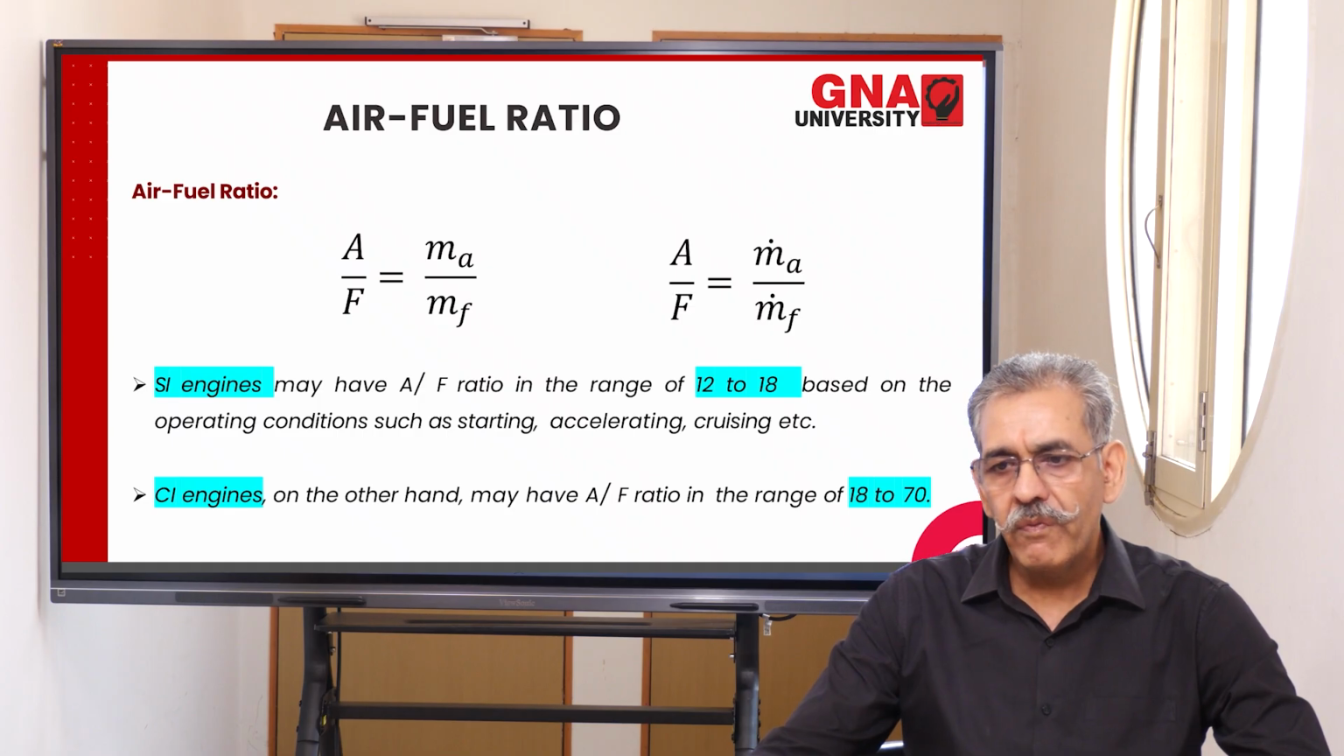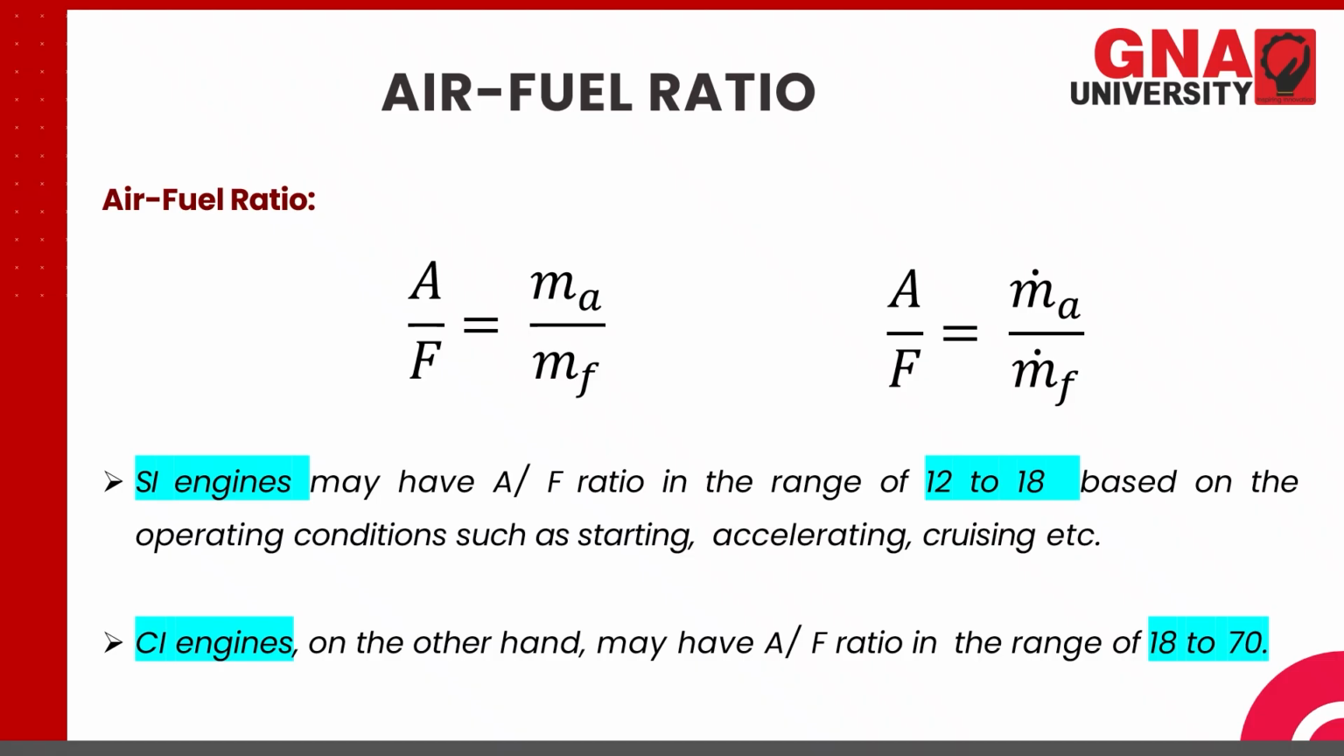First we talk of air fuel ratio. Now what is air fuel ratio? It is the ratio of mass of air to the mass of fuel, which is sent into the SI engines to get the mixture and which is burned to give us the power. It can also be defined in terms of mass flow rate, that is mass flow rate of air divided by mass flow rate of fuel.